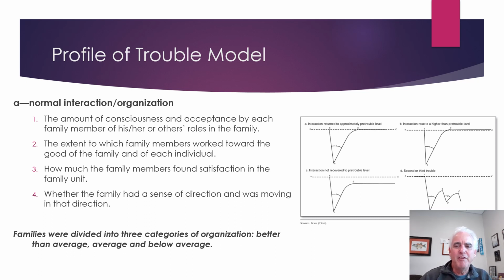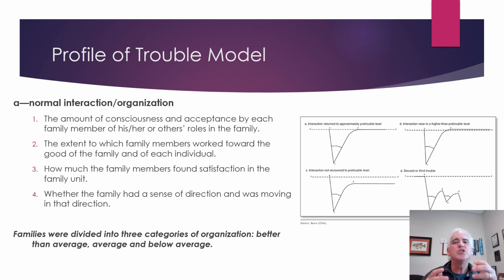So A, the very first point, the top left, before the crisis happens, is the normal interaction or the level of organization of the family pre-crisis. So that level is determined by the amount of consciousness and acceptance by each family member of each other and their role in the family. It's also predicted by the extent to which the family members are working towards the good of the family and towards the good of each individual.